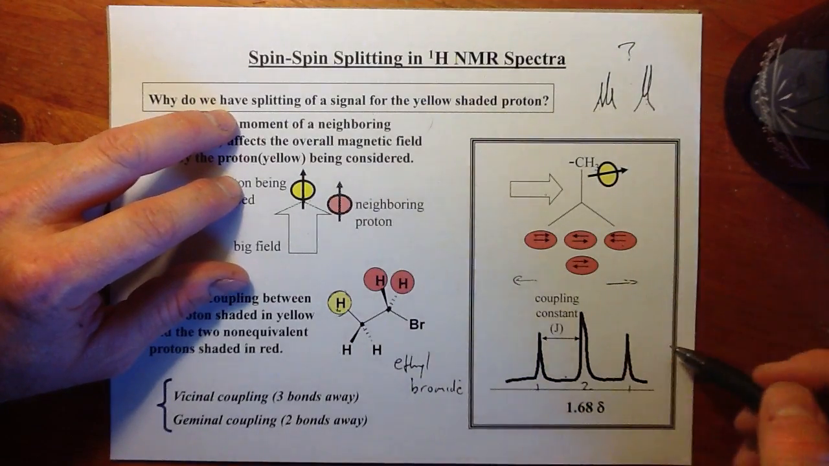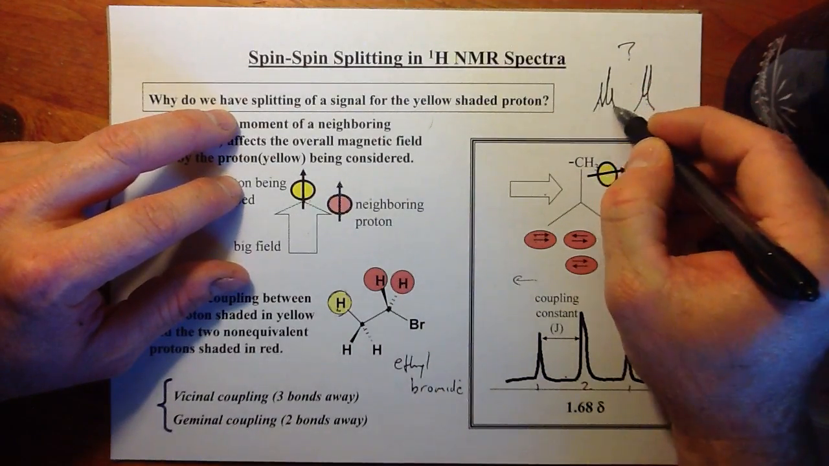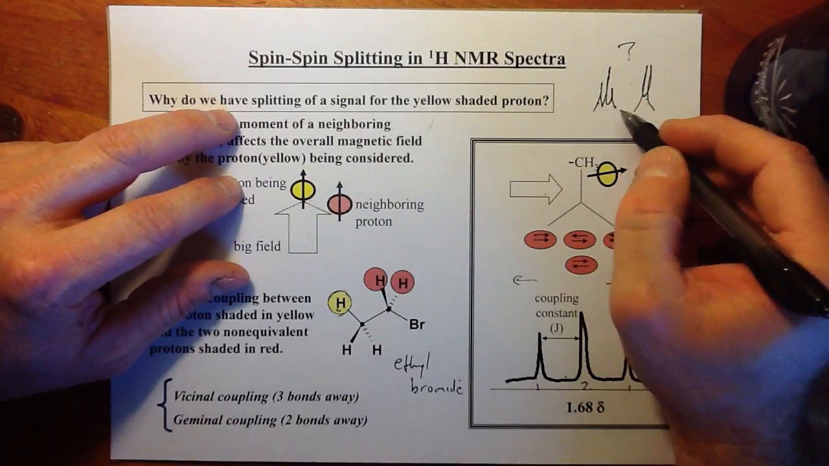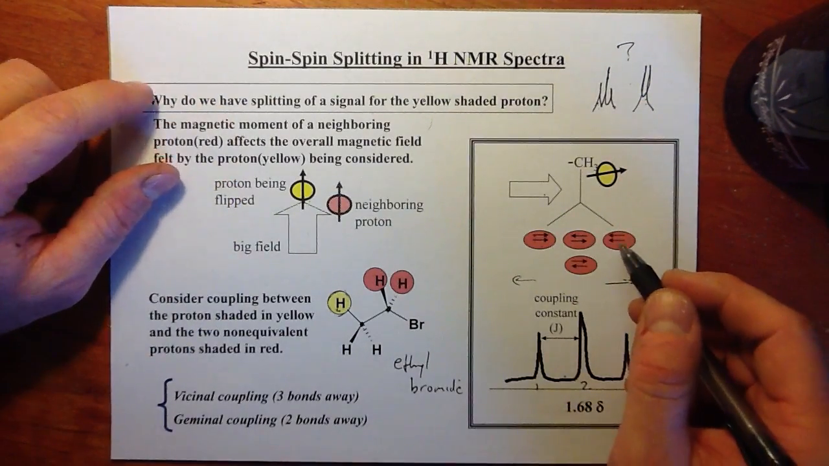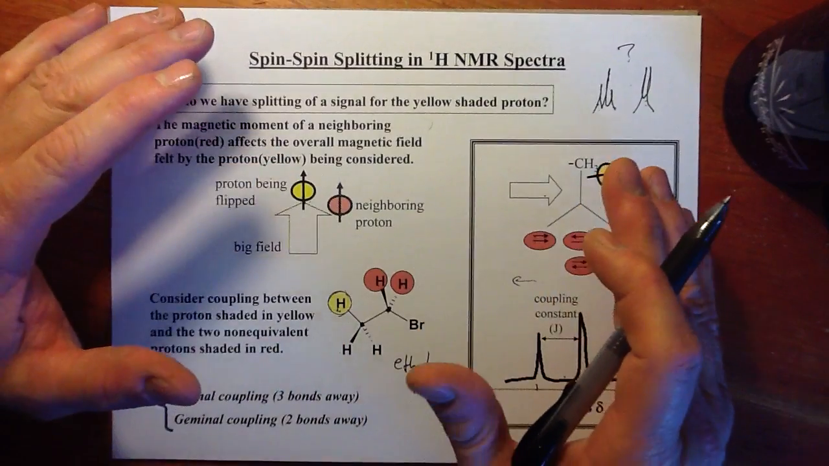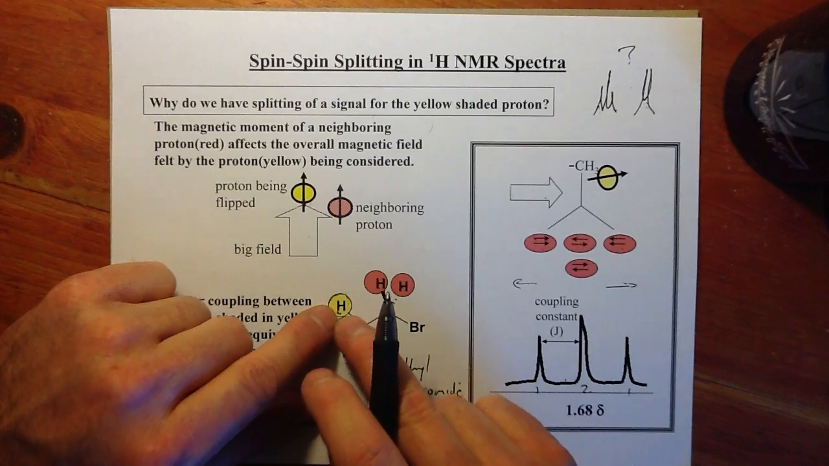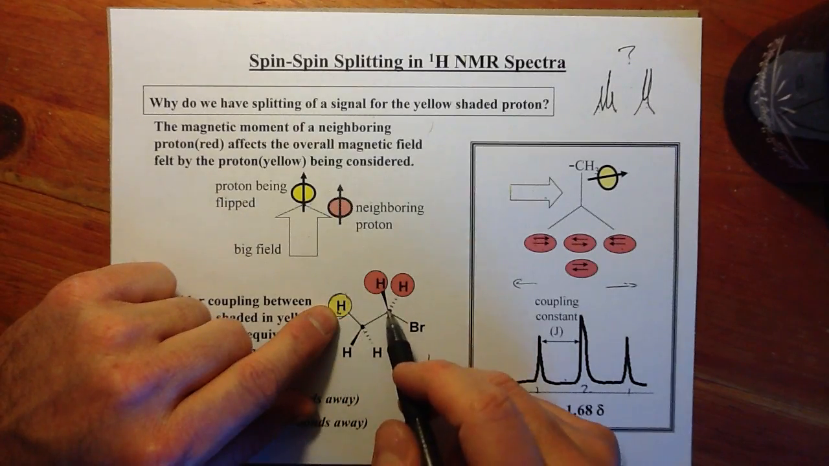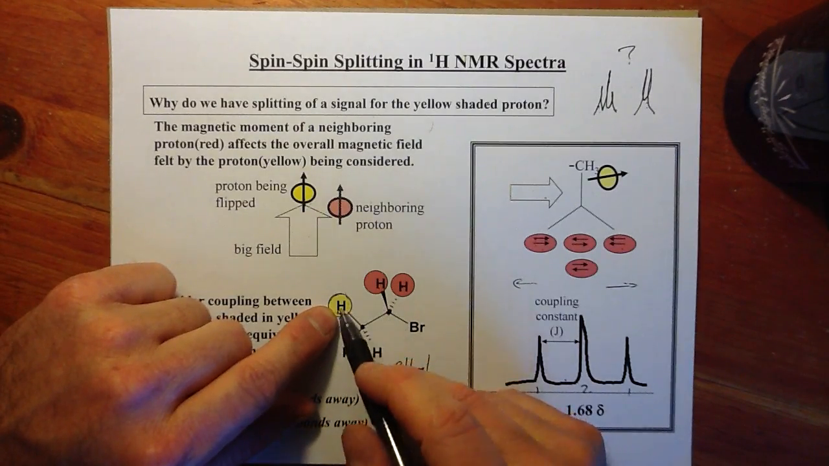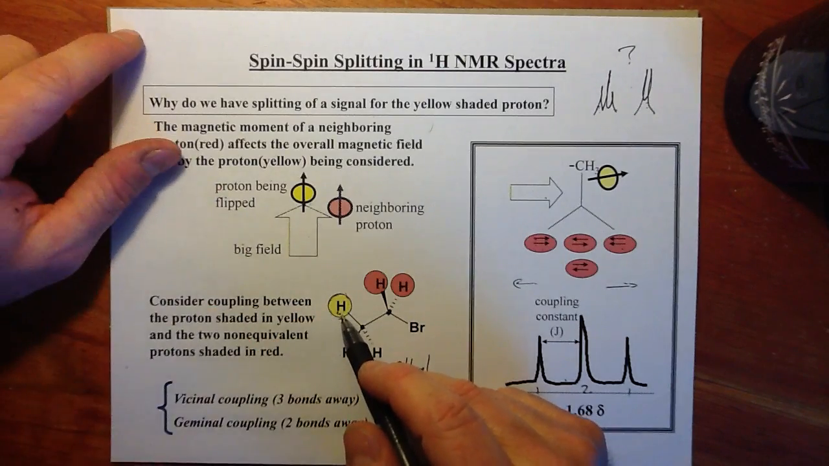So it's not level across. That one in the middle, this is a triplet, would be twice as high as either one on the left or the right. So that's how we can explain splitting. It's not the proton of interest that's creating the signal that we look at. We go to the neighboring protons to set what the splitting for this one in yellow looks like.